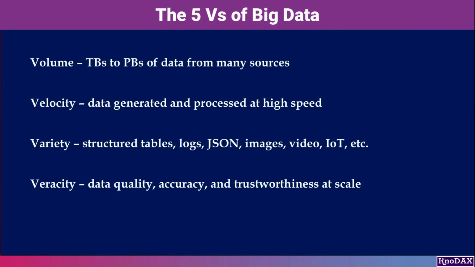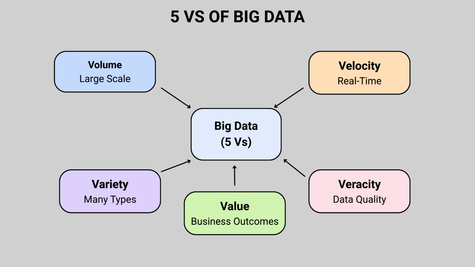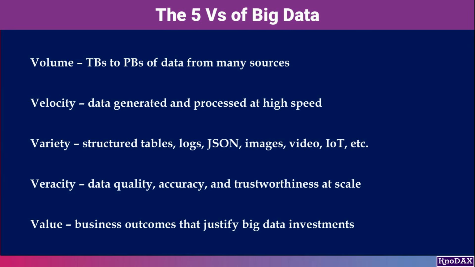The fourth V is veracity, which focuses on data quality, consistency, and trustworthiness at large scale. The more data you have, the harder it becomes to ensure accuracy. And finally, value reminds us that big data isn't important just because it's big. It's valuable only when it leads to meaningful business outcomes that justify the investment. With the 5 V's in place, let's now explore why older systems struggled under these demands.